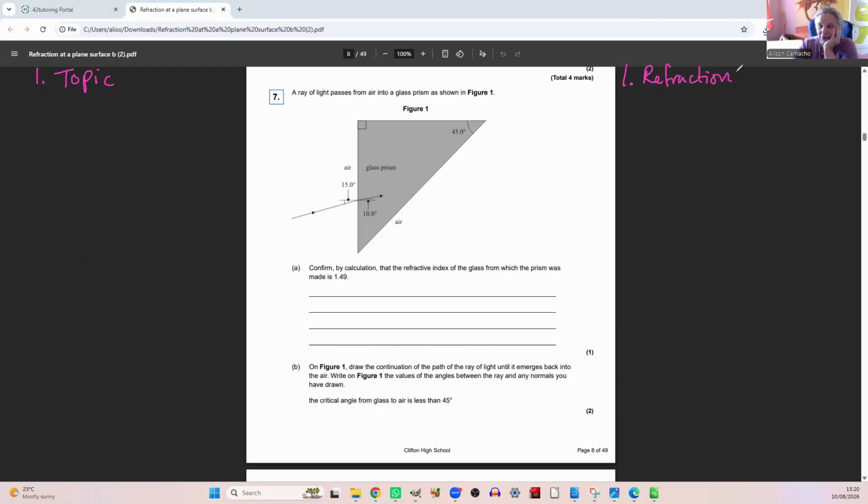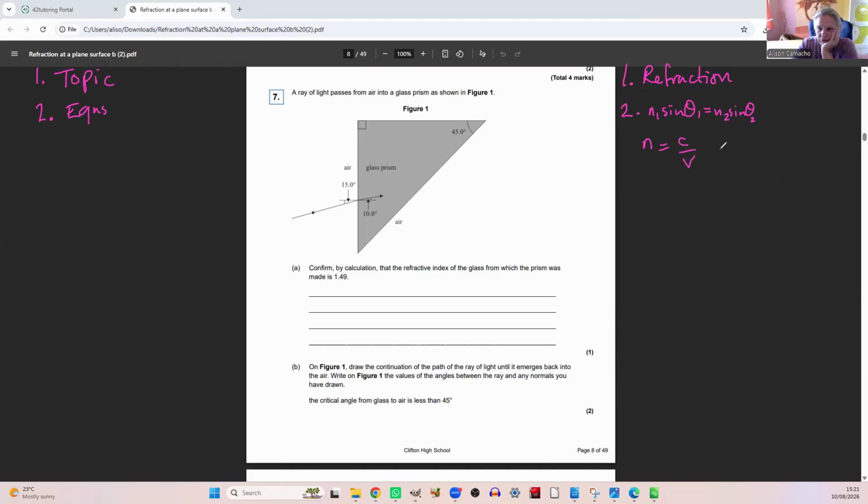Yeah, optics. I've written refraction. So optics, refraction. Right, so the equations we need to write down. From the data sheet, we've got Snell's law, n1 sine theta 1 equals n2 sine theta 2, and we've got n is equal to c over v.